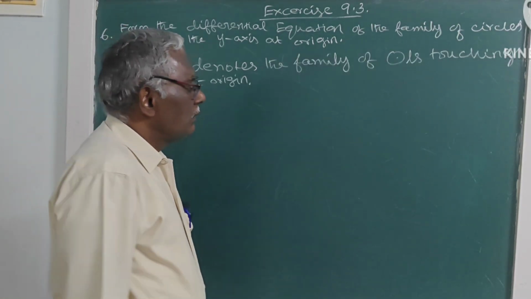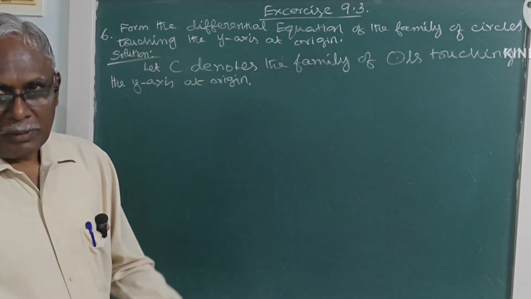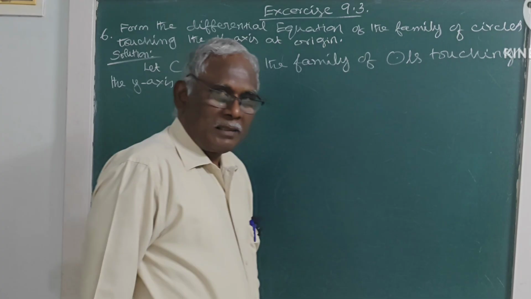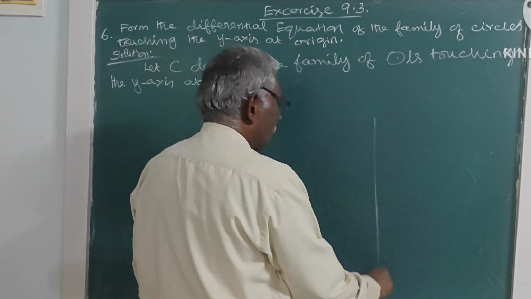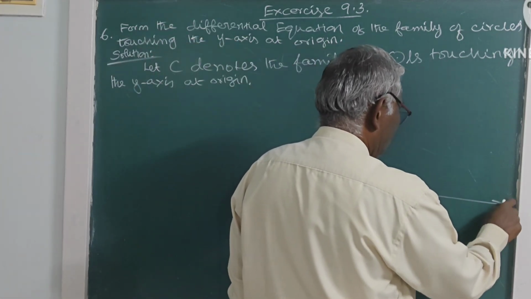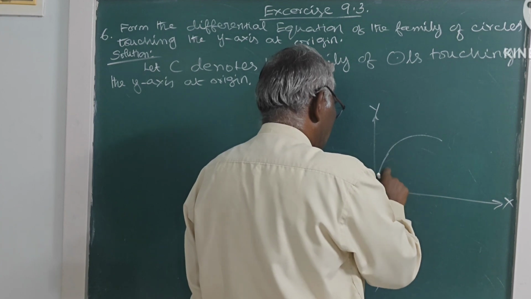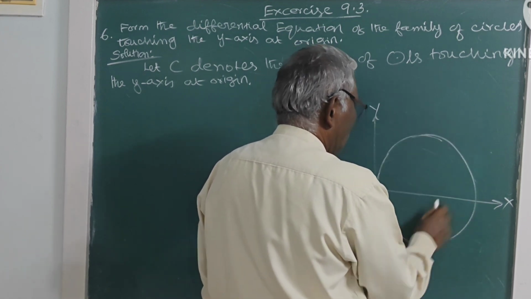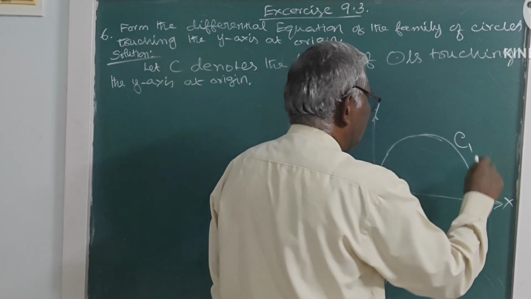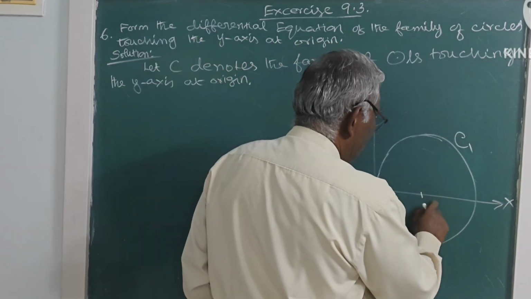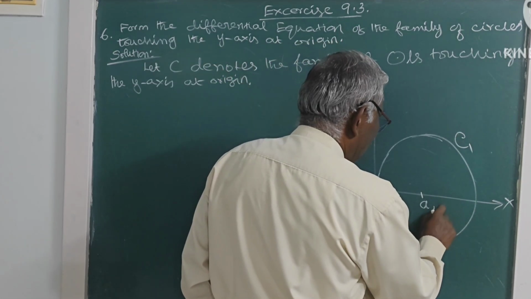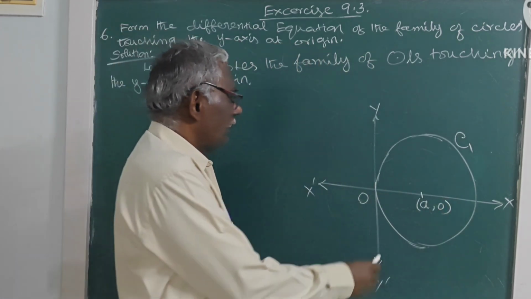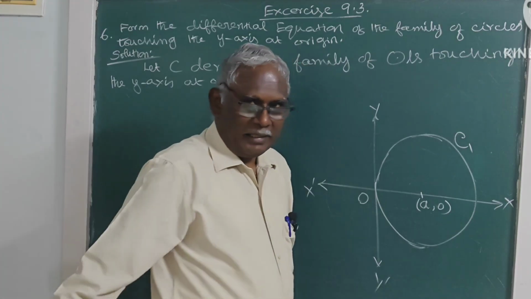So let C1 be a member of the family of circles touching the y-axis at the origin. Let the center of the circle be (a, 0). What is the radius of the circle? Radius is also a only.